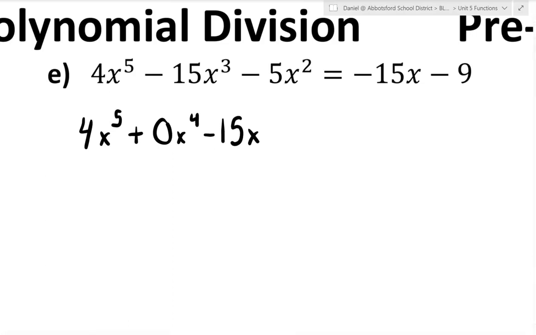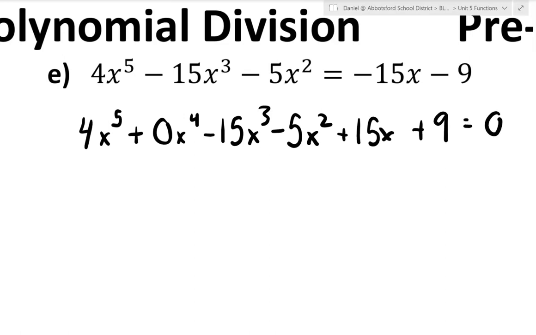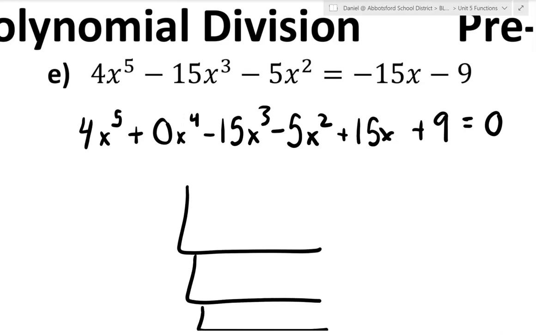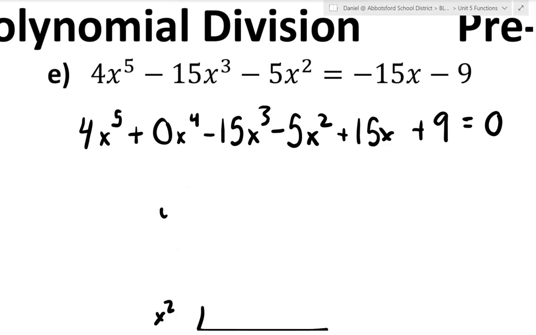So then I got the 15, then I got the -5, and then I'm going to add the 15x over, and then I'm going to add the 9 over equal to 0. Now, because this is an x^5, I'm going to have to do some polynomial long division. I'm going to have to do it 3 times to get me from an x^5 to an x^4 to an x^3 to an x squared. And then once I'm at x squared, I can factor this again.